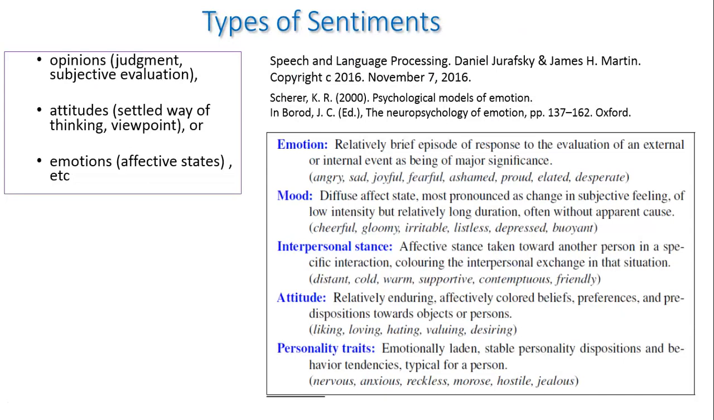They look at 5 broad categories of sentiments. You can see them listed here: emotions, mood, interpersonal stance, attitude, and personality traits. You can see that there is some overlap between the list I have on the left side and this list, but I feel that some of the categories in the broader list on the right side are not very conducive to statistical analysis.